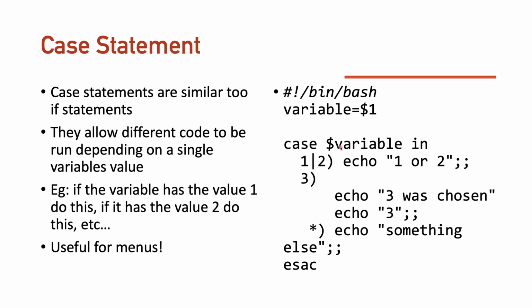If our variable has the value of 1 or 2, then we run this line, and note it ends in two semicolons. If it has the value of 3, we can do a bunch of other stuff down here. Notice that these can also be multiple lines. You don't have to restrict yourself to one line, but each one must end in these semicolons. We can also add a default case. This means if nothing else was true, we'll use this one. So here we've got a star, echo, something else, and then the two semicolons again.